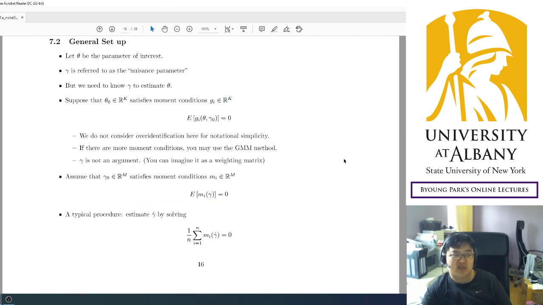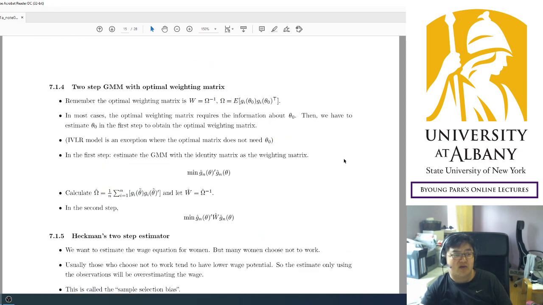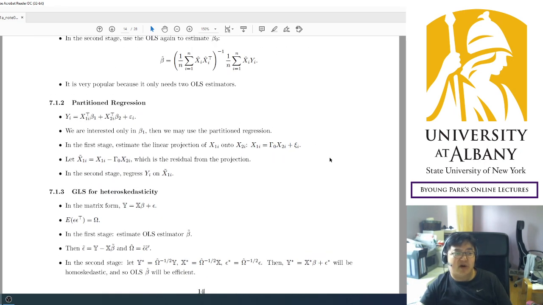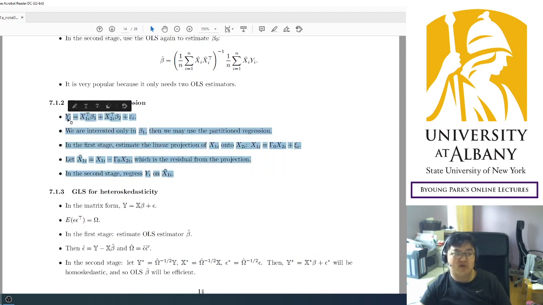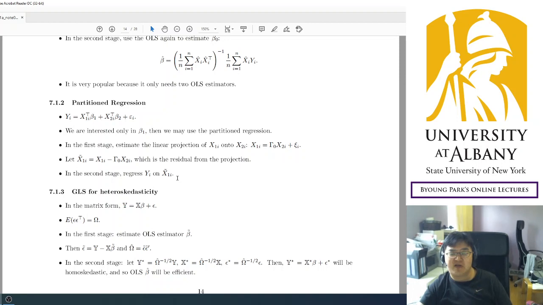So going back to the example, think about the partition regression. You learn this in textbook, but no one uses partition regression in practice because one-step estimation is easier. OLS is easier. Just include x1 and x2 at the same time and estimate beta 1, beta 2 at the same time. That is much easier to obtain beta 1. So you don't need to do two-stage estimation.